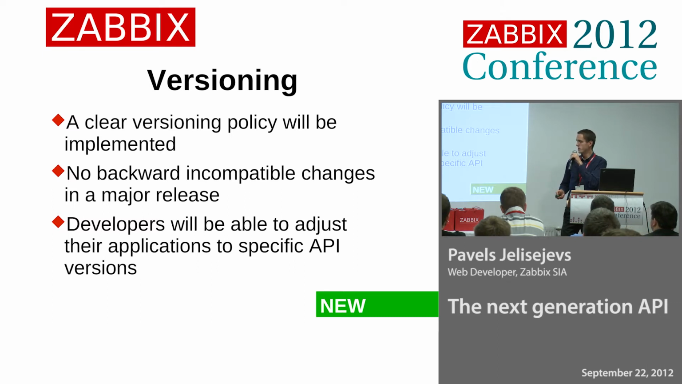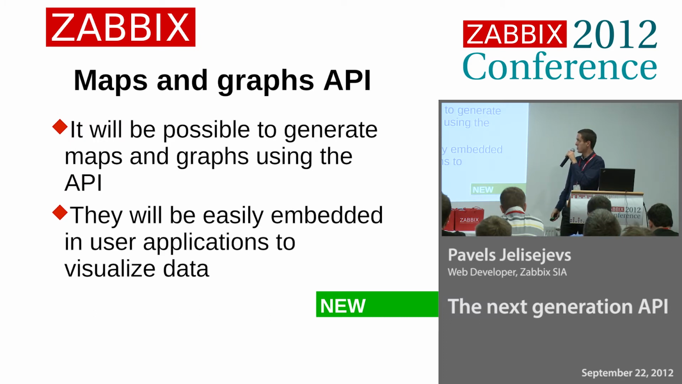Another thing we're planning to implement is a bunch of whole new great APIs. First of all, the APIs for generating maps and graphs. So you will be able to pass some parameters and in the result get a completely generated image of that map or graph. They may be generated from some predefined graphs you already have configured in Zabbix, or maybe generated on the run from only the parameters you give. You will also be able to easily embed them into your applications to make richer, better visualized interfaces.